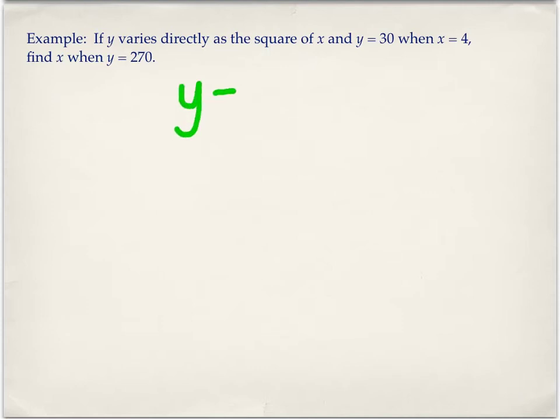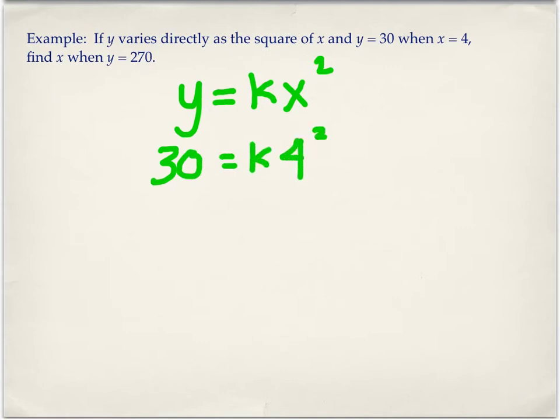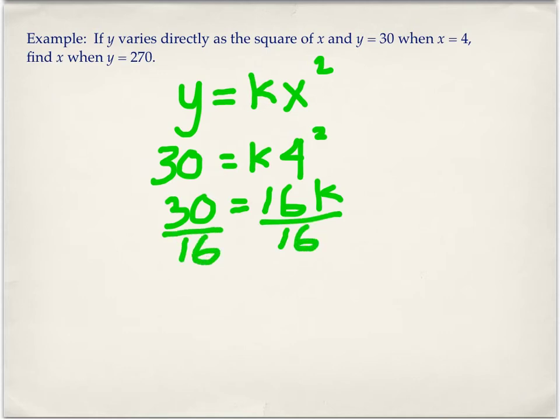So I'm going to set this up: y varies directly as the square of x, so it's going to look something like that. Let's try solving this one just by figuring out that k value first. It says y equals 30 when x equals 4, so we have to square 4. We basically end up with 30 equals 16k. I'm going to divide both sides by 16, and 30 divided by 16 ends up being 1.875, so that's my k value.